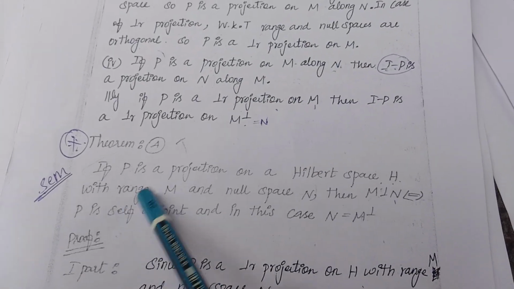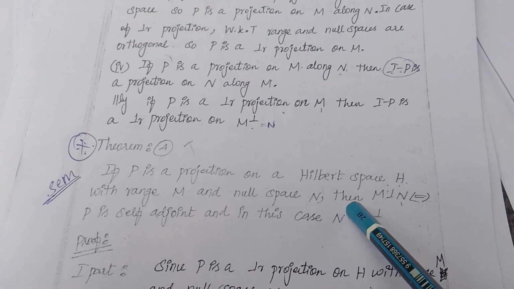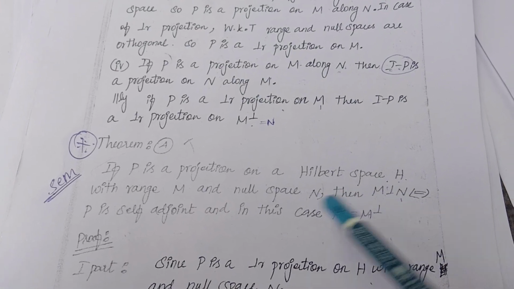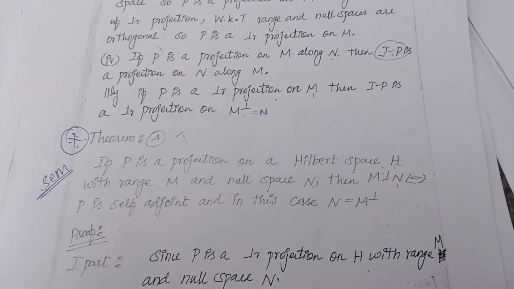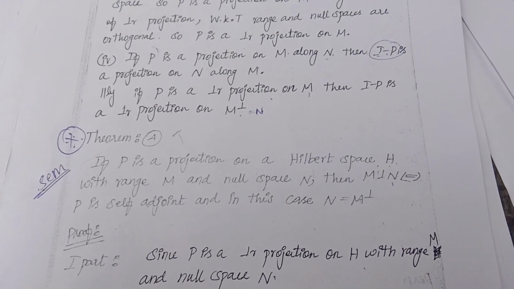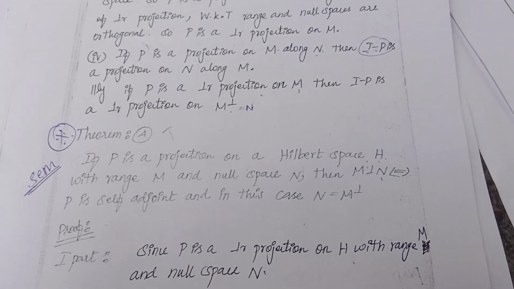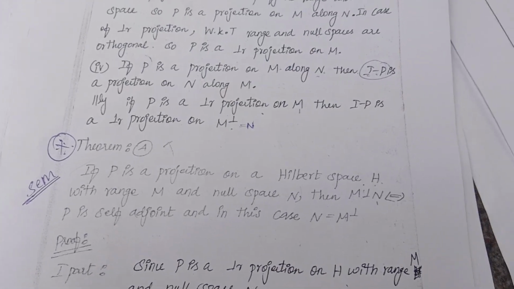Everyone, today we are going to see about this: P is the projection on a Hilbert space H with range M and null space N. Then M orthogonal to N implies P is self-adjoint, and in the case N equal to M orthogonal.